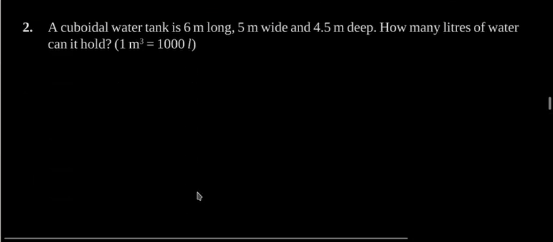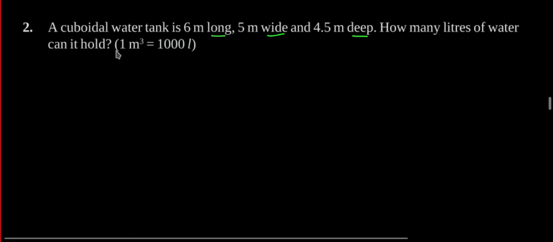The cuboidal water tank is 6 meter long, 5 meter wide and 4.5 meter deep. How many liters of water can it hold? 1 meter cube equals 1000 liters. This conversion is also given here. The length, width and depth of the cuboidal water tank are given. So how many liters of water can it hold?